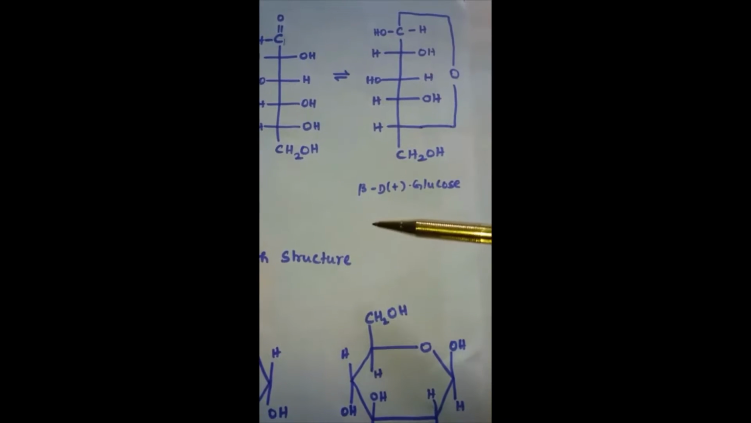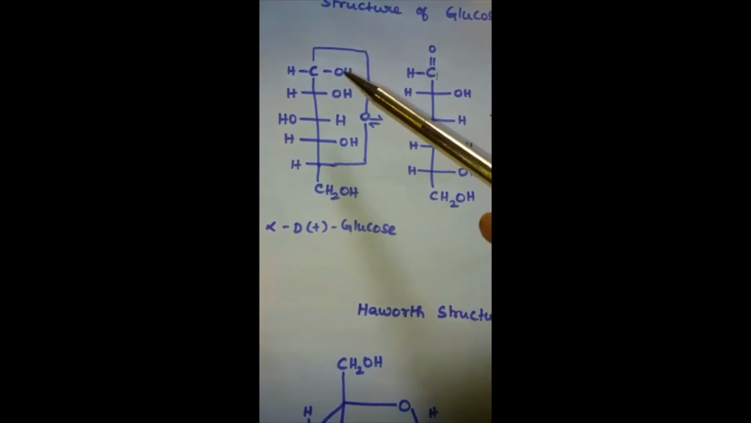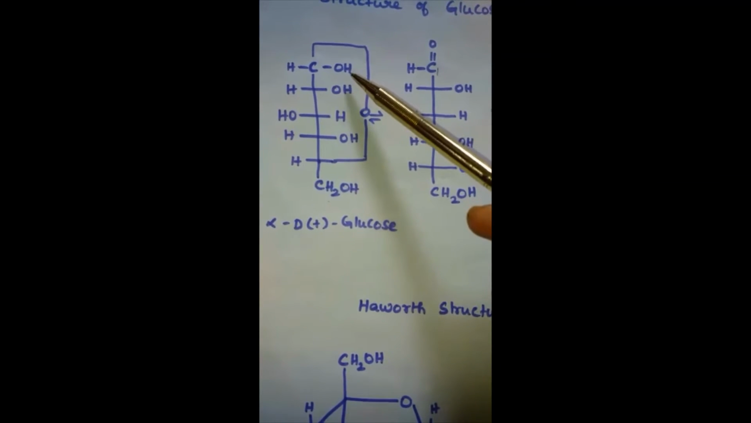What is the difference between alpha and beta glucose? The only difference lies in the C1 carbon atom where the H and OH groups are interchanged. In the case of beta glucose, the OH is in the left hand side, whereas in the alpha glucose, OH will be in the right hand side. See here, in the case of alpha glucose, the OH is in the right hand side.